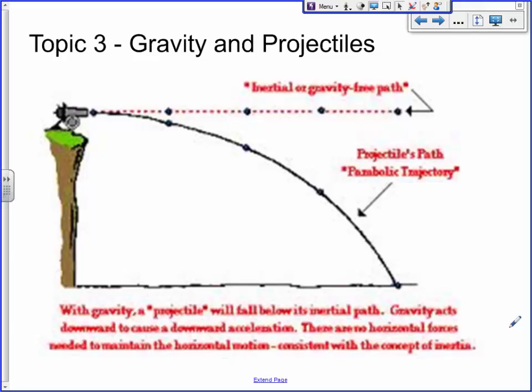So just a quick recap of the rest of our week then. Today we're going to talk about gravity projectiles. Tomorrow is a work day. Finish up your lab. Finish up some of the assignments if you can. And then Thursday's our quiz. We don't have school Friday.